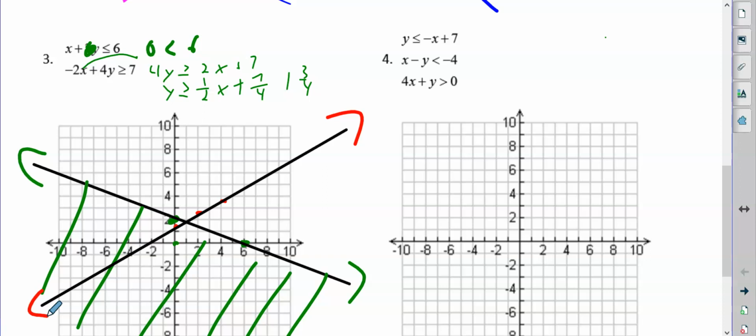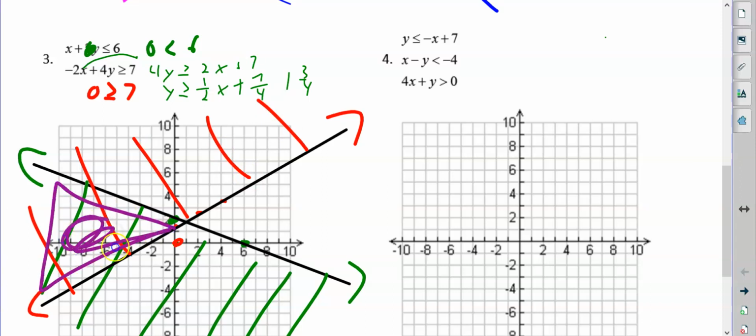Okay. And then I'm going to plug in 0, 0 here. I'm going to go back to the original though, because 0 greater than or equal to 7. That is a lie. Okay. Which means I'm going to shade not on this side because 0 was wrong. I'm going to shade this way. All right. Which means where's my area? It's right there. Well, that's good enough.